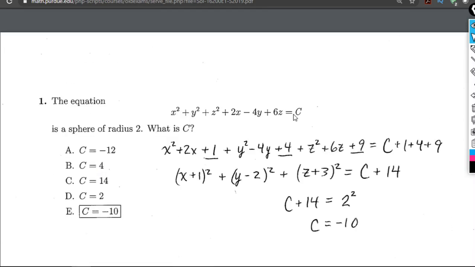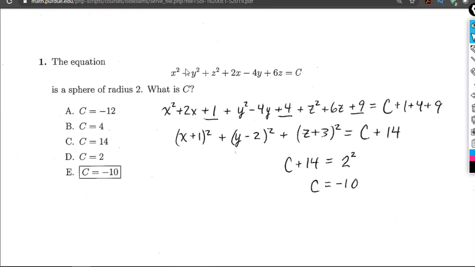So, let's start with question 1. It's a classic. Given a sphere equation, find a variable and find the radius. For these types of questions, generally you want to complete the squares, to get to something that looks like x minus x0 squared plus y minus y0 plus z minus z0 equal to the radius squared, and then you can get useful information out of that.